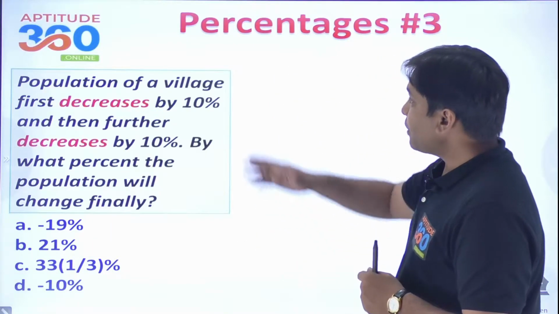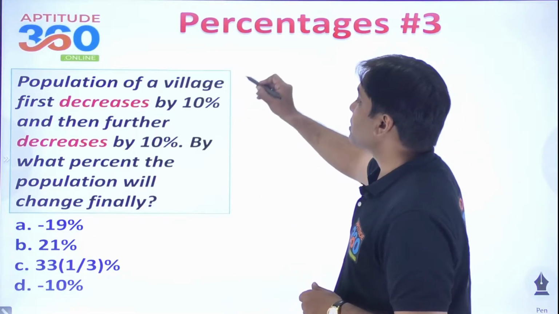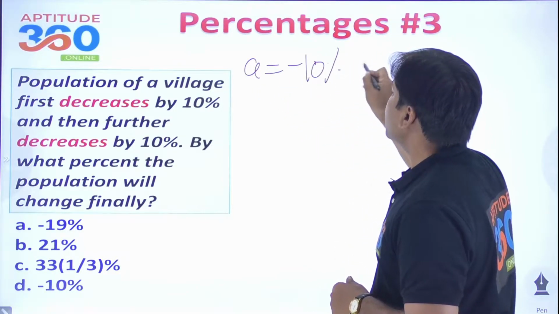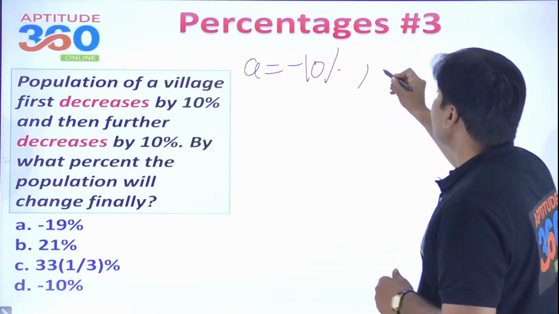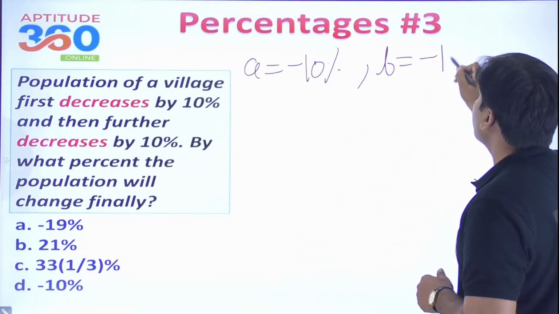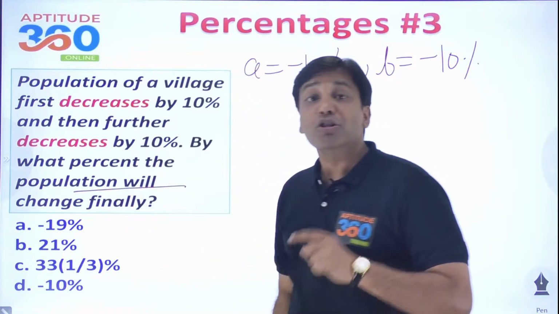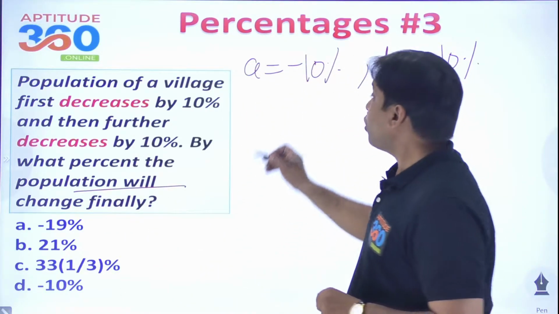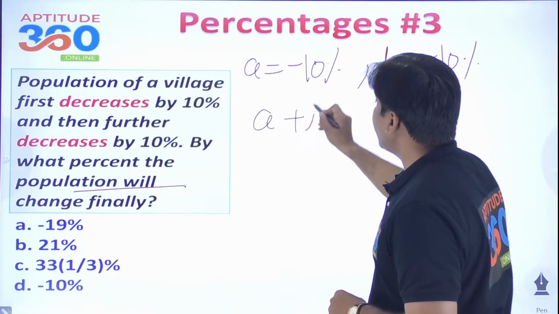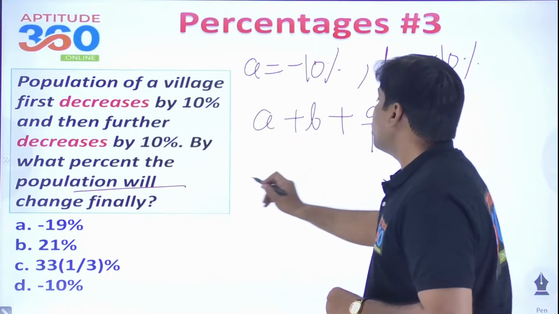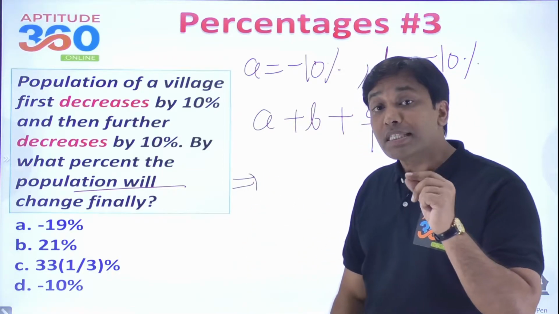Now, population of a village first decreases by 10%. So what I have done is I have written A as minus 10%. कम हो रहा है. Similarly, the population is decreasing by 10% in the second year. By what percent the population is changing finally? So what is that you should be doing? Apply AB formula, A plus B plus AB upon 100. All that you have to be very, very cautious with the sign over here.